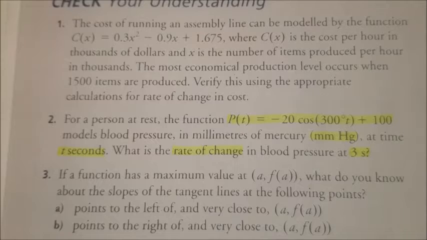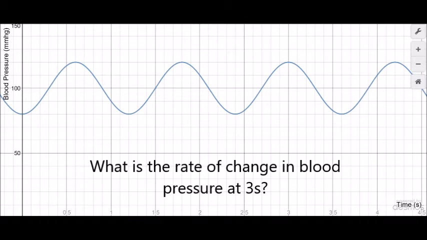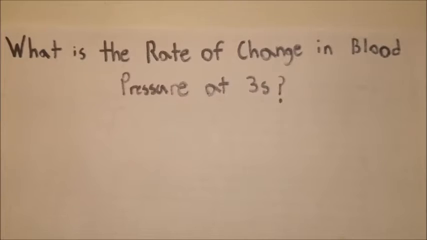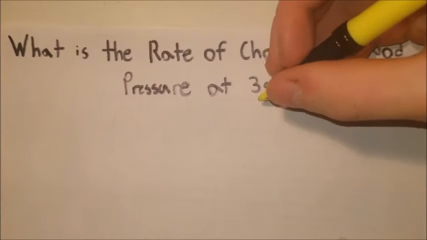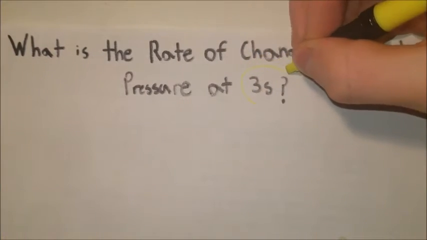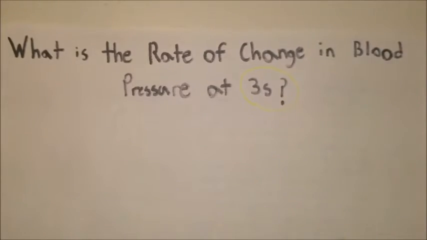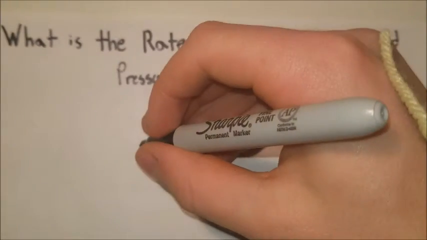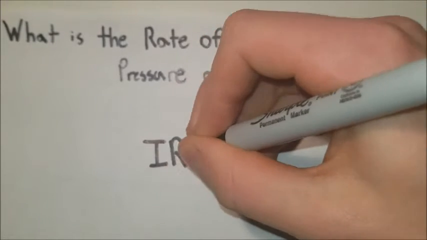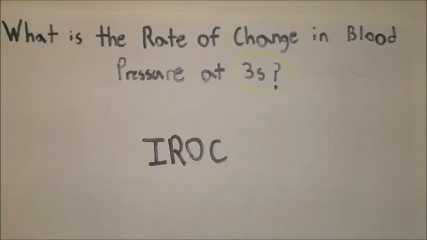In this question, we are being asked to solve for the rate of change at 3 seconds. Now this wording is very important as it tells us what concept we are being asked to perform. Due to the question only giving us one specific time, we will need to use our instantaneous rate of change, or IROC, concept because we are trying to find the rate of change at that one instant.